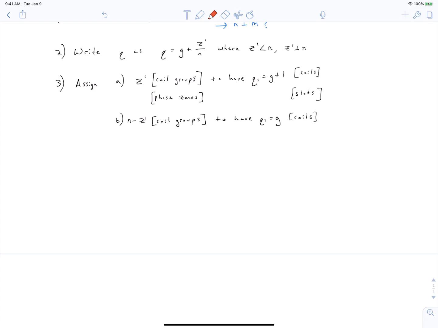Part B is that we need n minus z prime [coil groups] to have Qi equals g [coils]. And again, I put this in square brackets because this is equivalent to saying that we need n minus z prime phase zones with Qi equals g slots. And when we set these up, we want to alternate the number of coils between consecutive coil groups as frequently as possible.